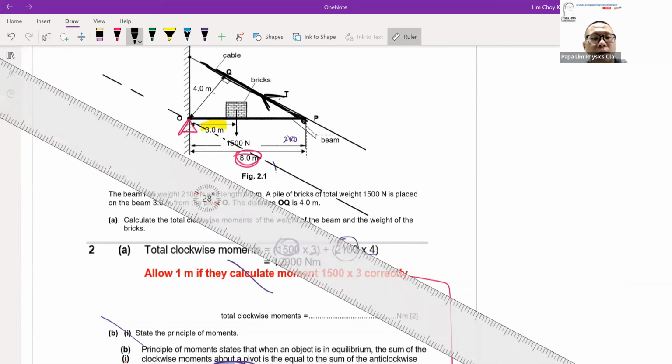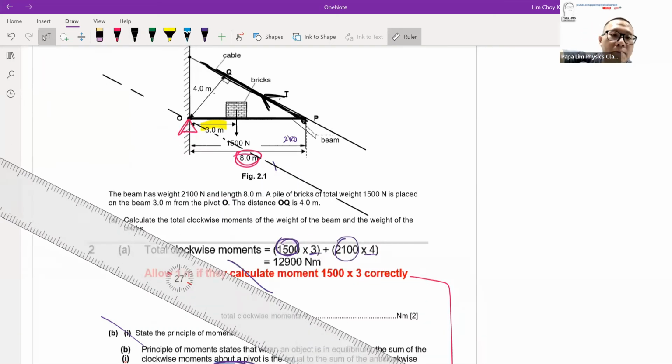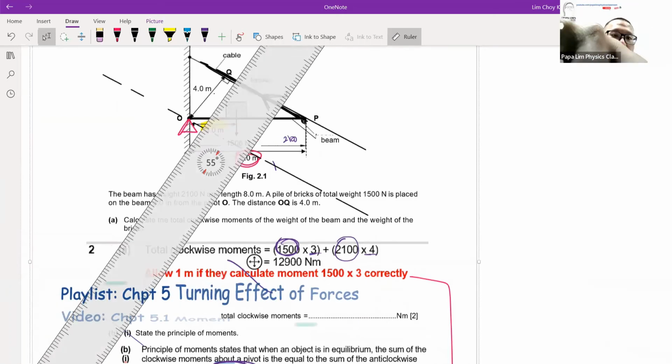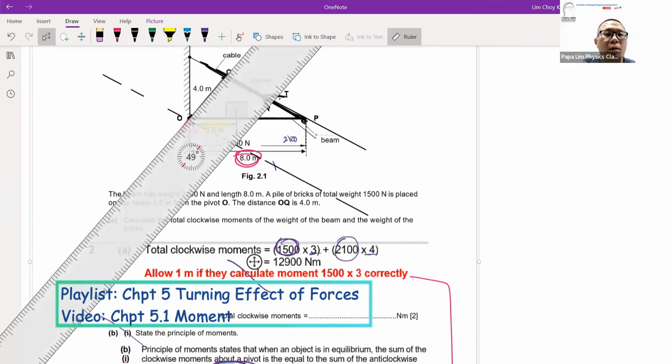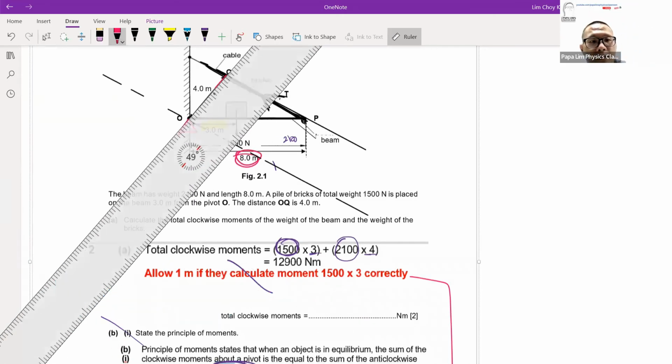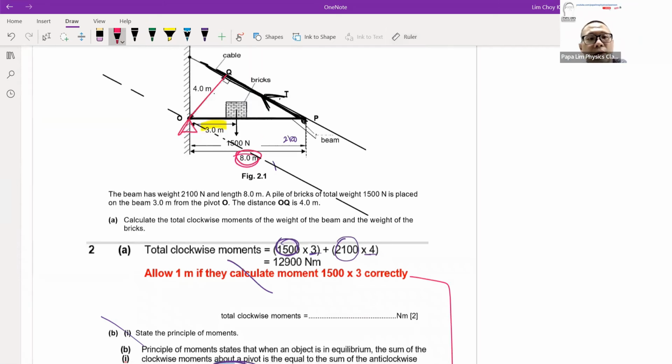Now between these two lines, you put your ruler between them. The shortest distance between these two lines is what we call the perpendicular distance. And the shortest distance between these two lines is actually the red color one, which is your 4 meter. So 4 meter here is actually the perpendicular distance for force T.